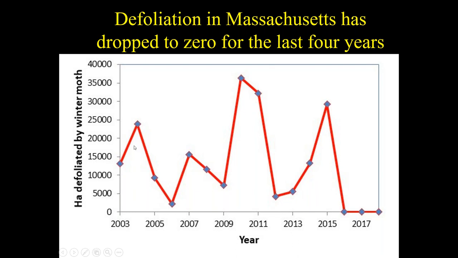So we had large amounts of defoliation, just like it happened in Nova Scotia. It goes up and down, just like it did there. But starting in 2016, defoliation completely disappeared. It's been at zero ever since. So we've completely repeated the big success in Nova Scotia. So we've converted winter moth to a non-pest status.